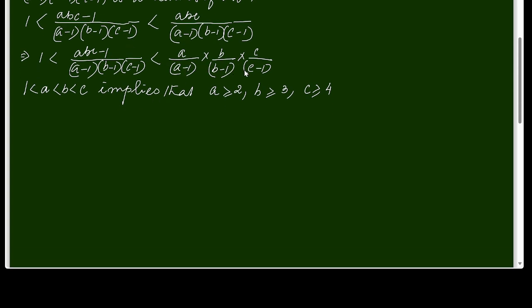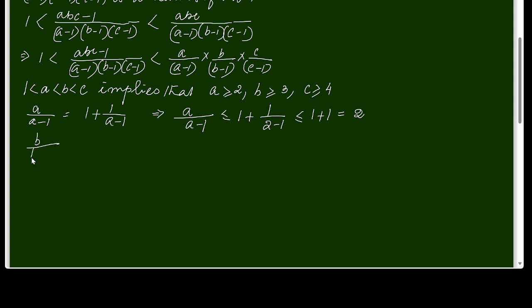So analyzing each of the terms on the extreme right, a over a-1 equals 1 plus 1 over a-1. So applying a greater than or equal to 2, a over a-1 is less than or equal to 1 plus 1 over 2-1, in place of a, so it will be 1 plus 1, that is 2.